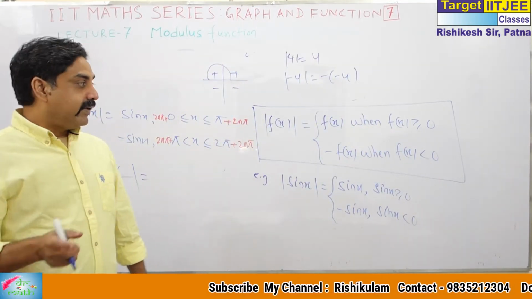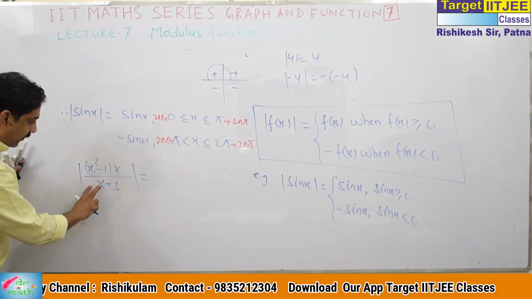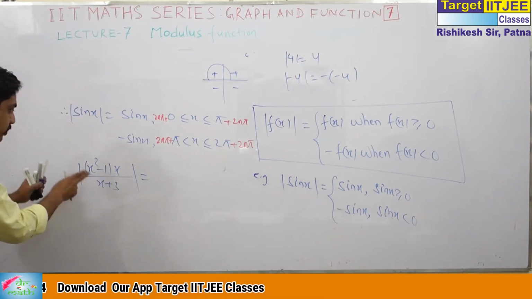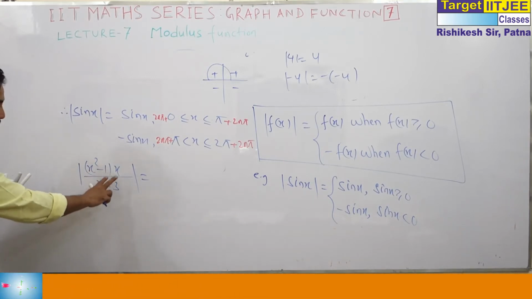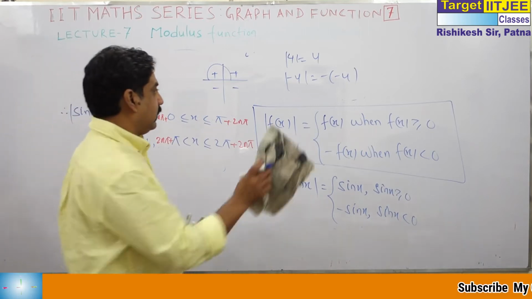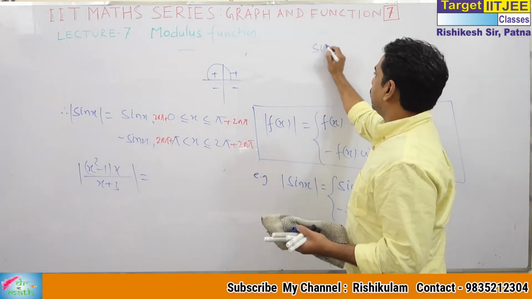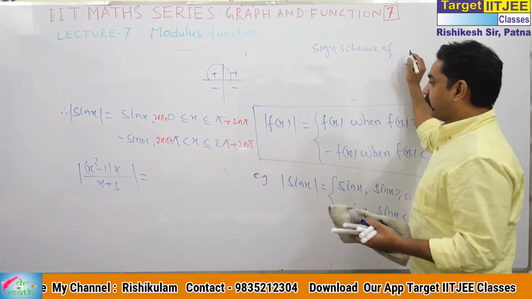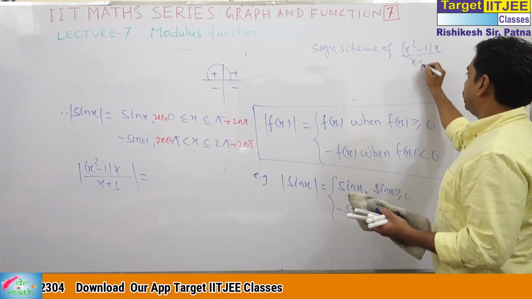Actually, when we write the mod function, first of all we must know for what values of x it is positive and for what values of x it is negative. And how do we know when it's positive and when it's negative? This is the sign scheme. This depends upon the sign scheme of (x square minus 1) into x by (x plus 3).